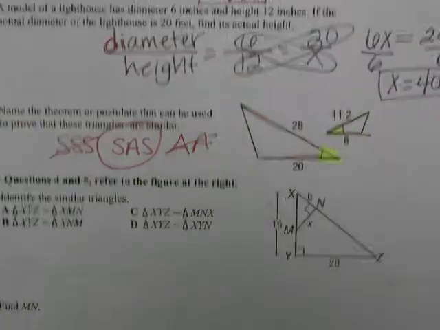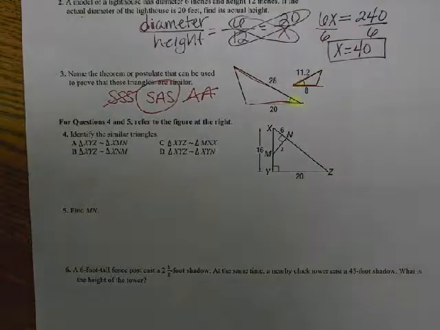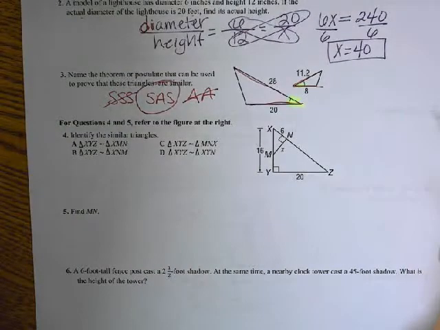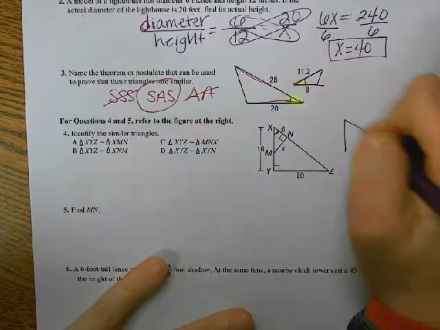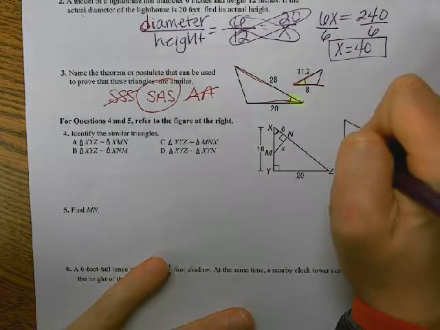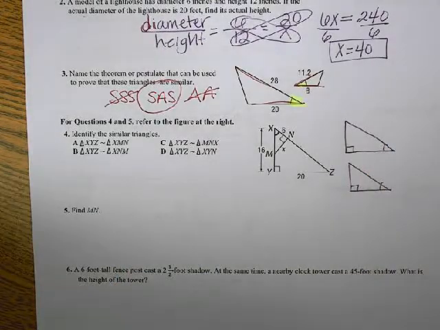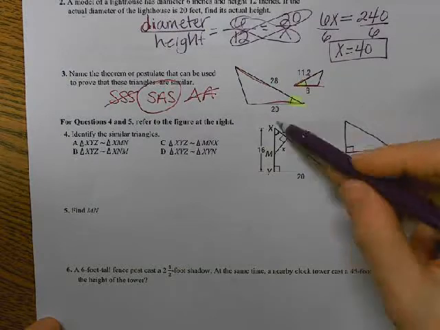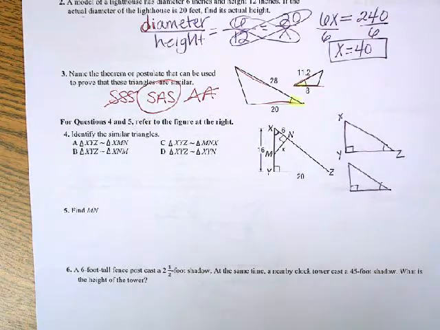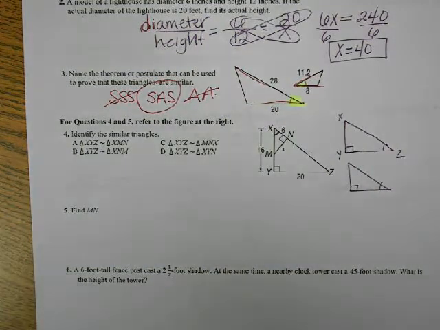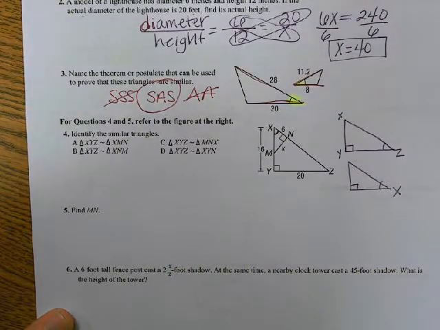On number 4, it says to identify the similar triangles. When they're embedded in each other like this, we have to identify the angles that are the same. So I would draw them both facing the same direction and mark the angles, and that's going to help you figure out what goes with what as far as when we're identifying the triangles. So the big one is going to be Y, X, Z, and for the small one we have to look at the angles here. So X is this one that we marked like this.